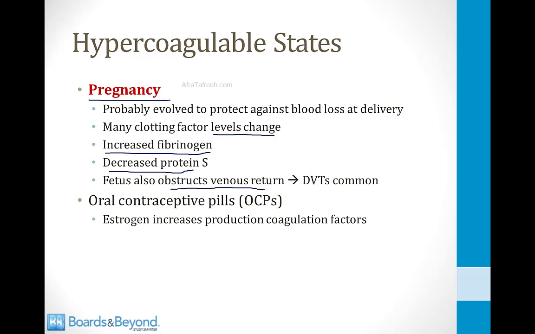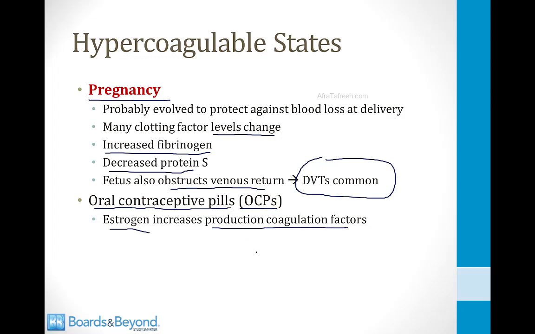Many women who are pregnant develop lower extremity edema, and DVTs are common from the stasis of blood. A somewhat related situation is women who are taking oral contraceptive pills, or OCPs. The estrogen in oral contraceptive pills increases the production of coagulation factors, and I talk about OCPs as a risk factor for thrombosis in some of the endocrine modules.